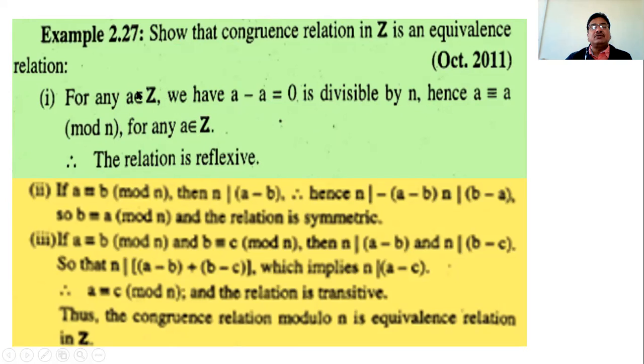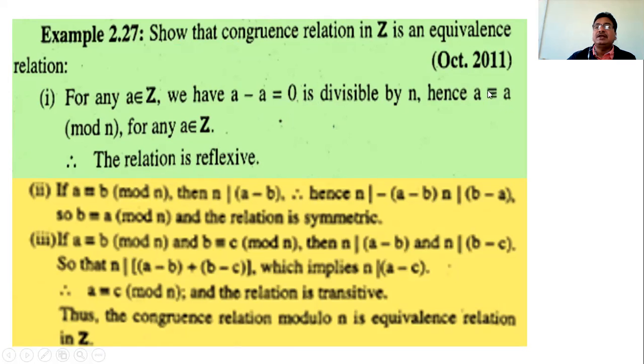Why is a congruent to a modulo n? a is any integer. Because n divides a minus a, that is 0. 0 is divisible by every integer, and therefore a is congruent to a modulo n, and therefore the relation is reflexive.